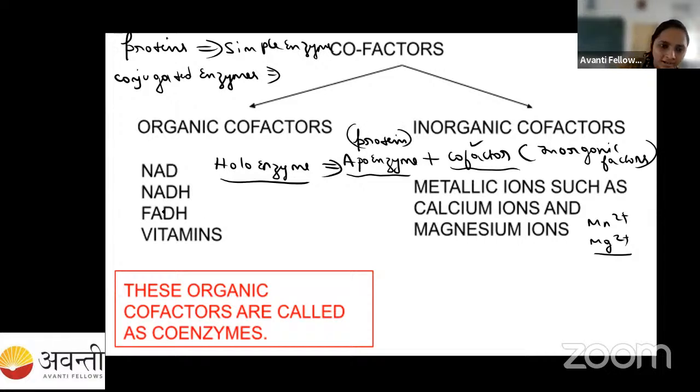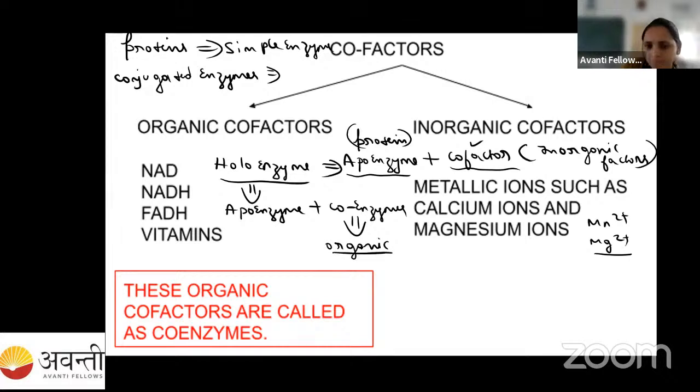Okay, students. Fine. Another thing in the holoenzyme: if the holoenzyme is made up of apoenzyme plus coenzyme. Coenzyme means the organic part. In the coenzyme, it is almost always made up of vitamins only. You can see examples like NAD, NADH, FADH and the vitamins.